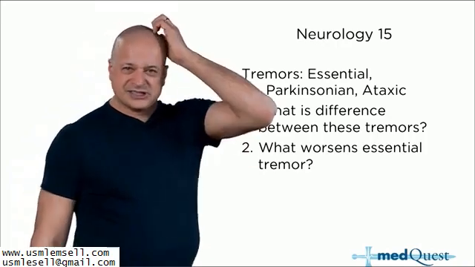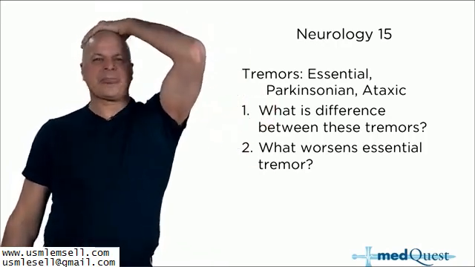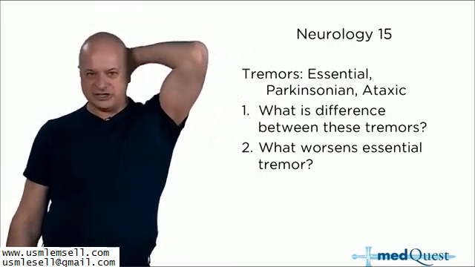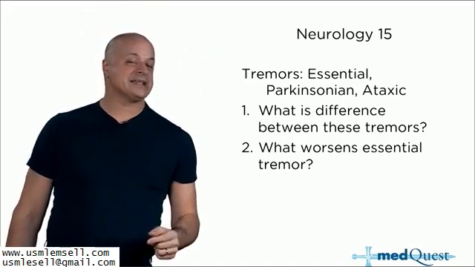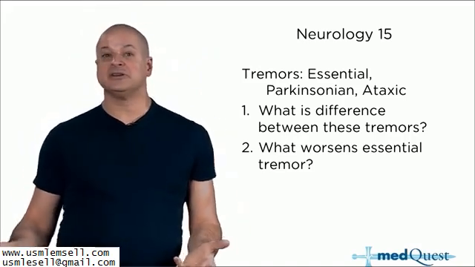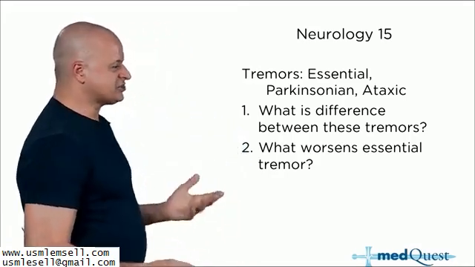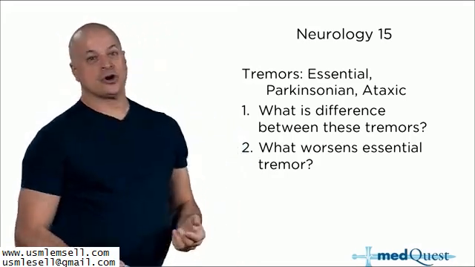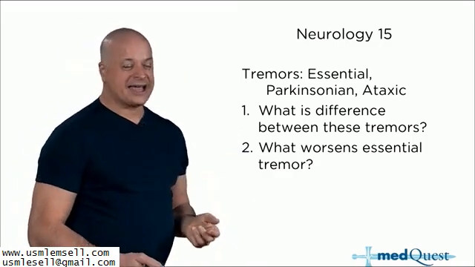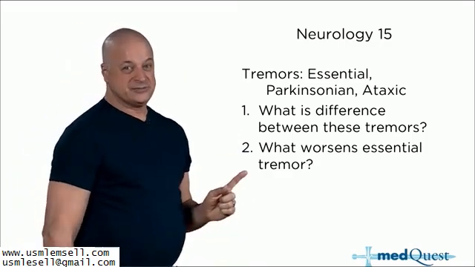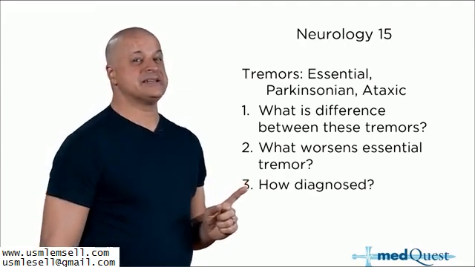What worsens an essential tremor? Essential tremor is worsened by anything that's a stimulant, like caffeine, cocaine, or alpha agonists or beta agonists. So essential tremor is worsened by stimulants.